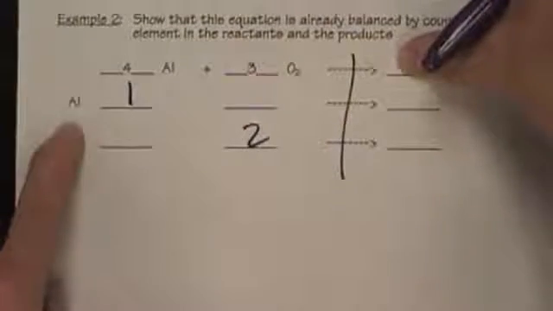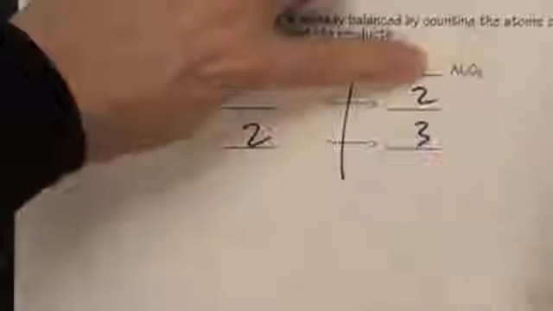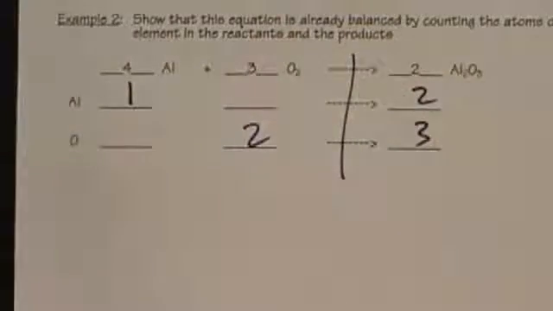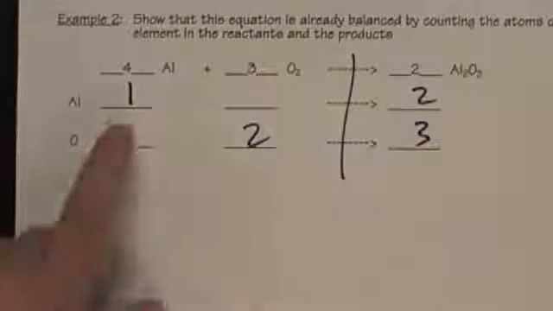Okay, now I'm going to cover up this 2 here and count how many aluminums there are and how many oxygens there are in this formula. I see 2 aluminums, 3 oxygens. All right, so without these coefficients here, this is how many atoms there would be of each element on both sides of the equation. And it doesn't balance.